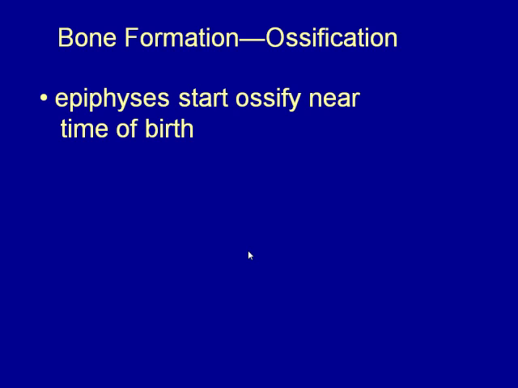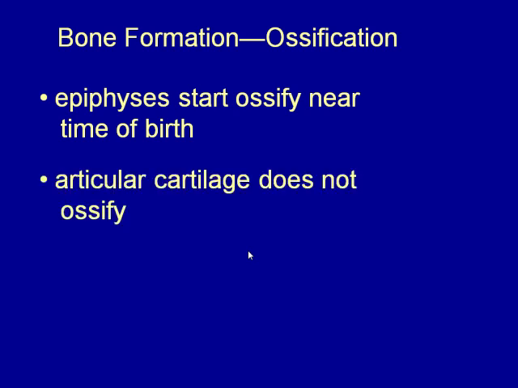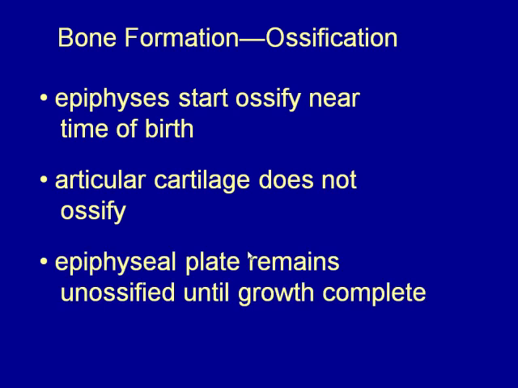Toward the end of fetal life, just before birth, the epiphyses start to ossify. So there's some cartilage on the end of the bone that never ossifies, and that becomes the articular cartilage. And we keep a bar of cartilage between the ossifying epiphysis and diaphysis that is your growth plate, that epiphyseal plate. And it is the only area that the bone can grow and get longer. So it is important that this stay unossified until we're finished with growing.